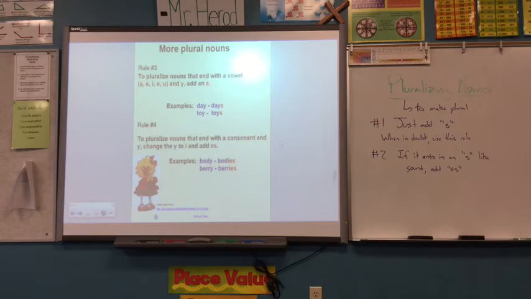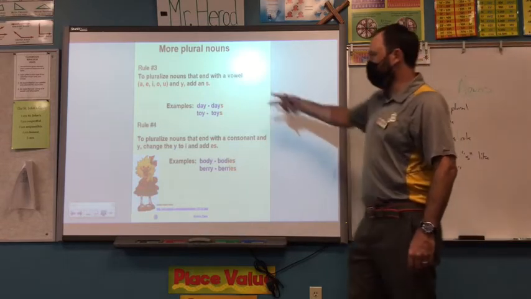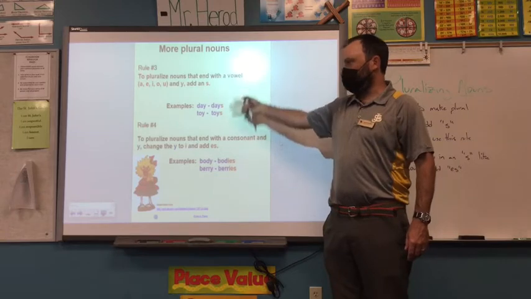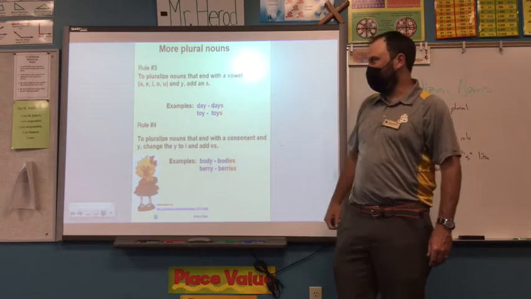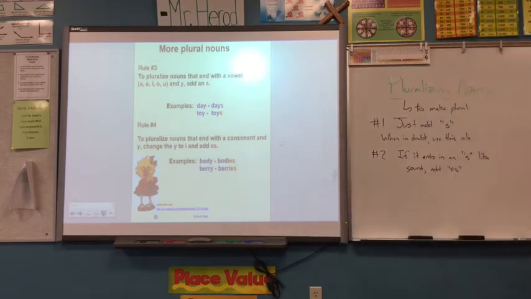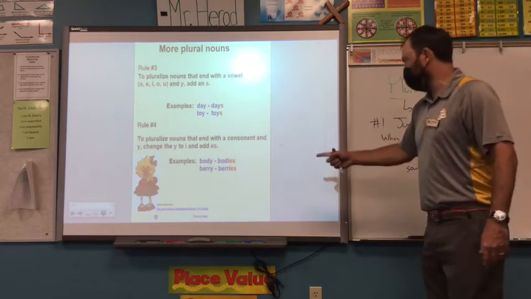This one's got 2 rules, and this is how this lady did it. Really, rule 3 is bunk. It's not a rule. That's just a normal add S. So I usually skip rule 3, but you can put it down if you want. If it ends in a vowel and a Y, you add S. Well, that's rule 1, isn't it? Just add S. So it's rule 4 that really matters here.